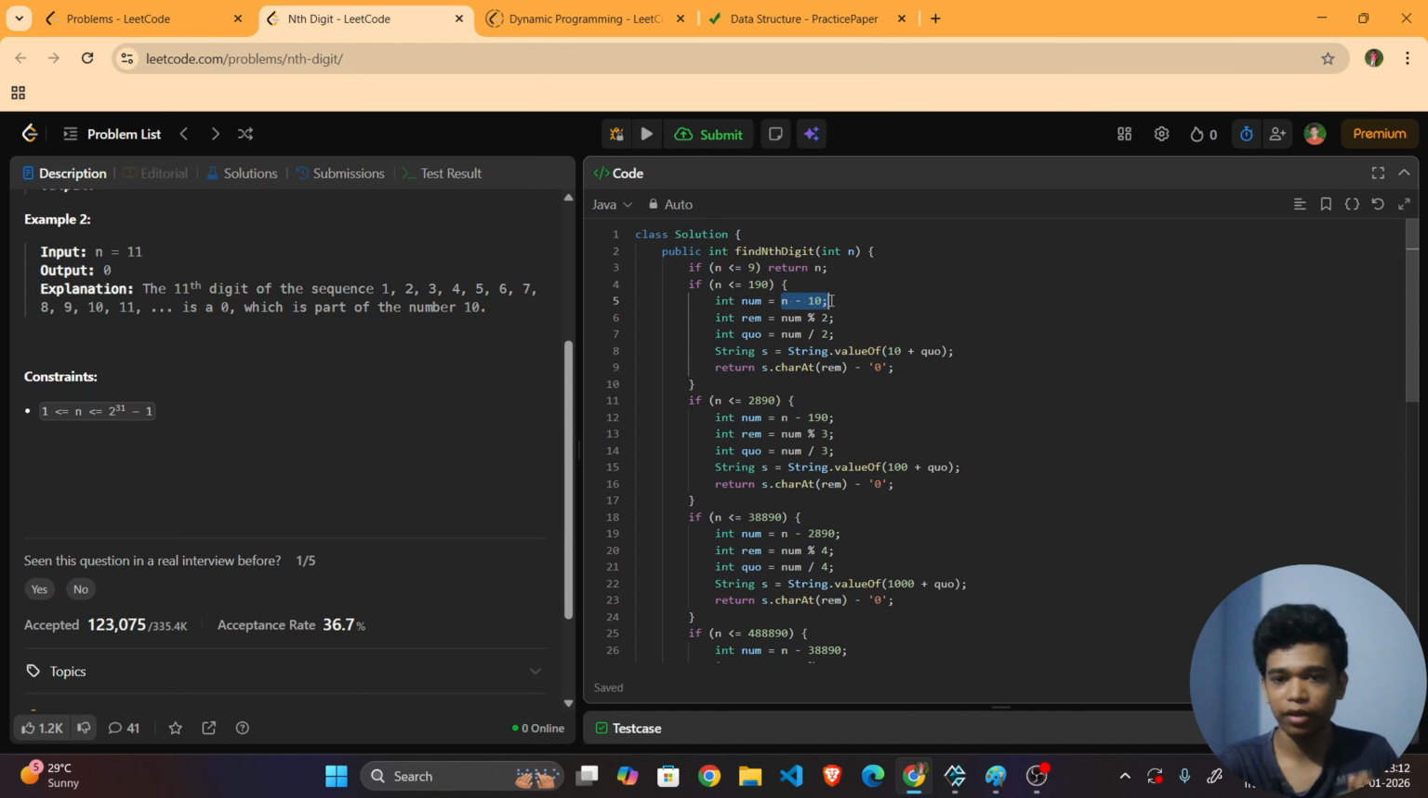That's the reason I am doing a minus of 10. Okay, now the remainder will be what? Num mod 2. Why am I doing mod 2? Because it is a 2-digit number. Here also, num divided by 2 for the quotient, because it is a 2-digit number.